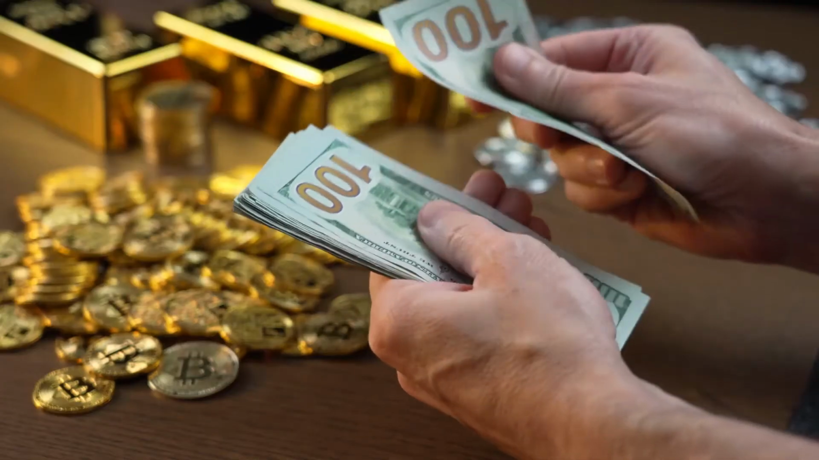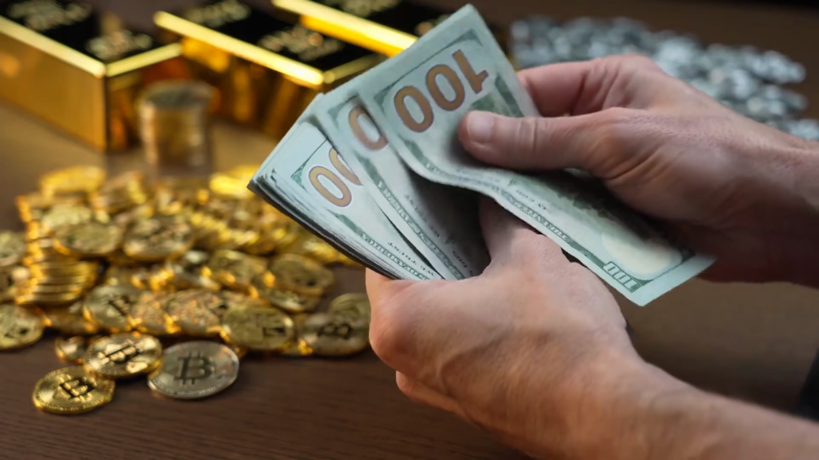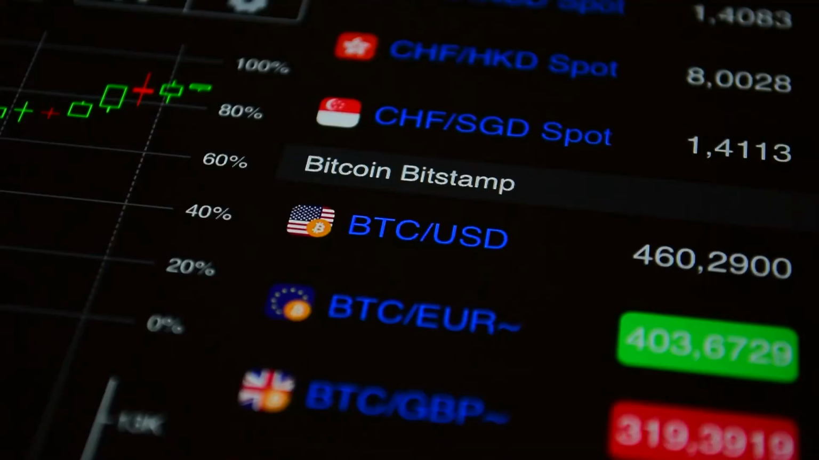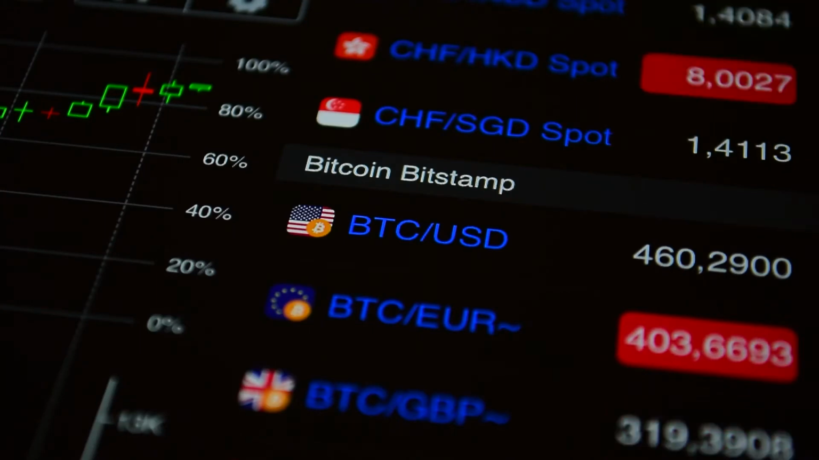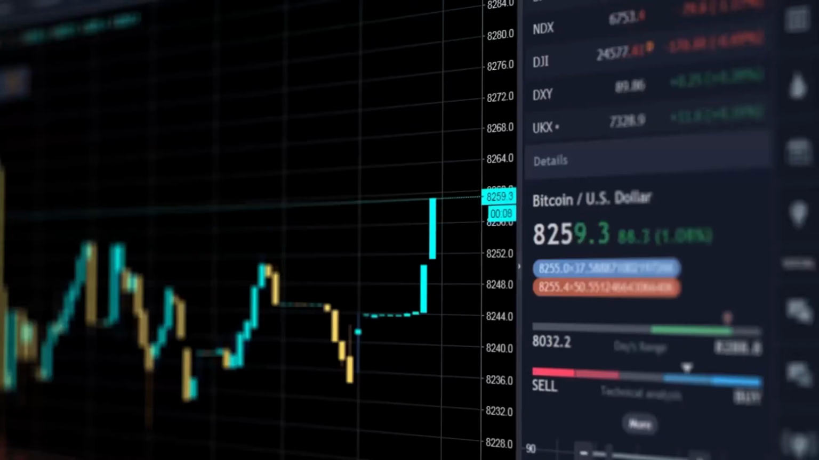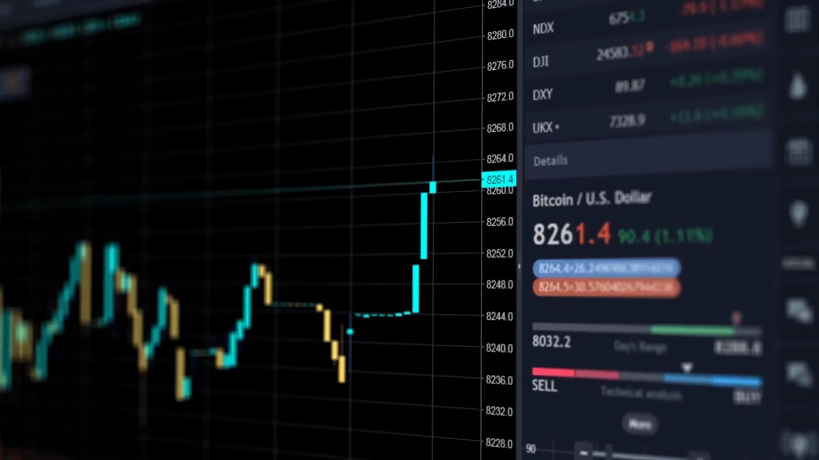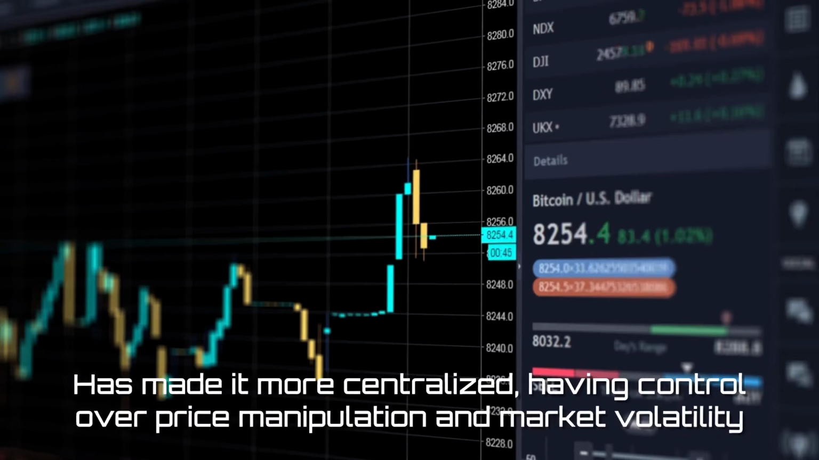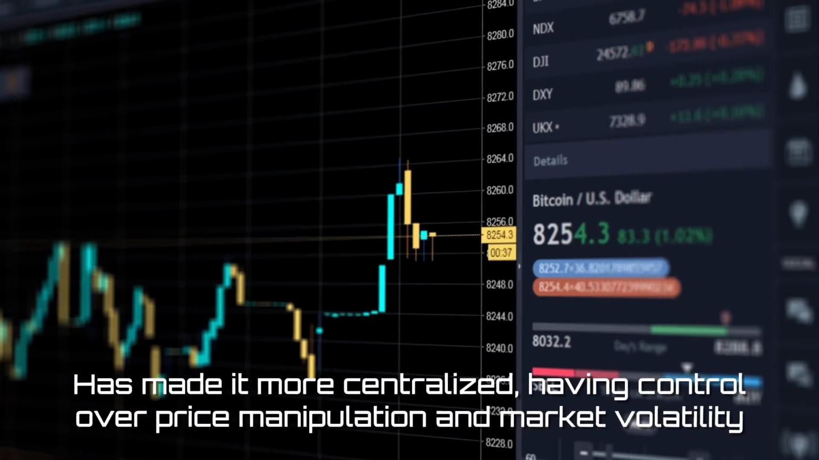For all cryptocurrencies, it is important that the distribution of a coin or a token is decentralized or evenly spread out. This is due to the fact that some whales hold a higher amount of cryptocurrency that could easily manipulate its price. While the Bitcoin blockchain and its technology was designed to be decentralized, the fact that big institutions have gobbled up so much of the limited 21 million token supply of BTC has made it more centralized, having control over its price manipulation and market volatility.